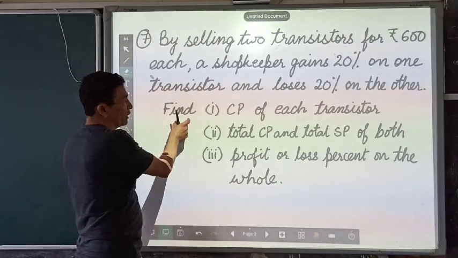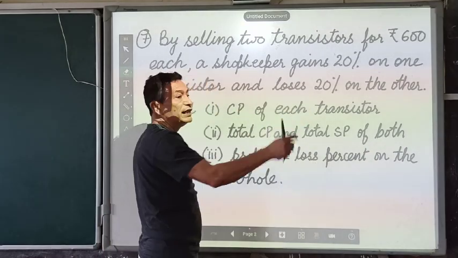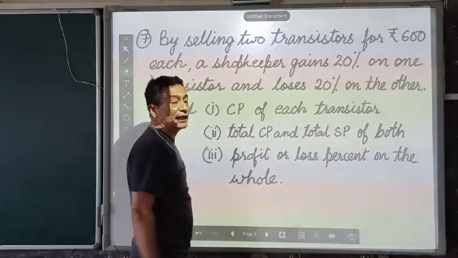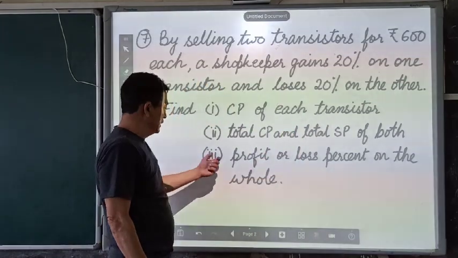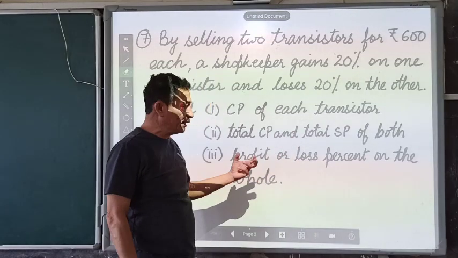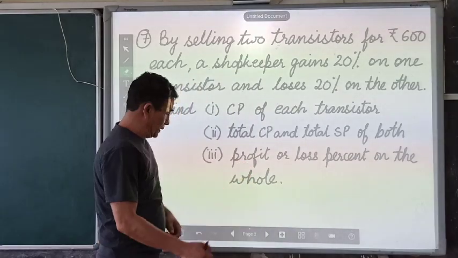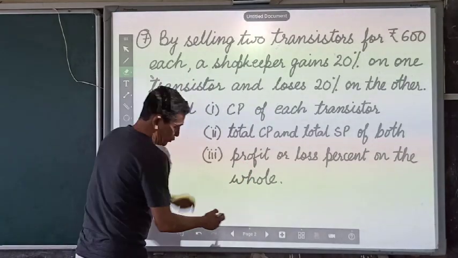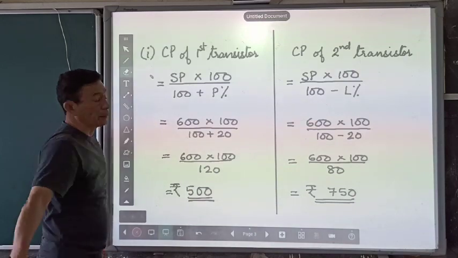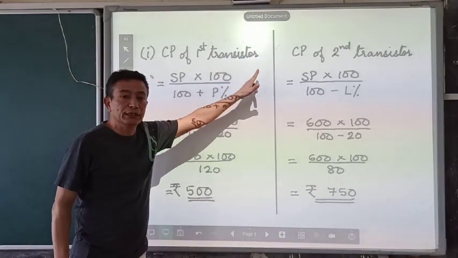So what we have to find out, there are 3 things we have to find out. First is cost price of each transistor. Second one, total cost price and total selling price of each transistor. And the third one, whether there is a profit or a loss. Depending on that, we have to find the percentage on the whole. So moving on to the first one. Okay. So first thing is to find out the cost price of the first transistor.